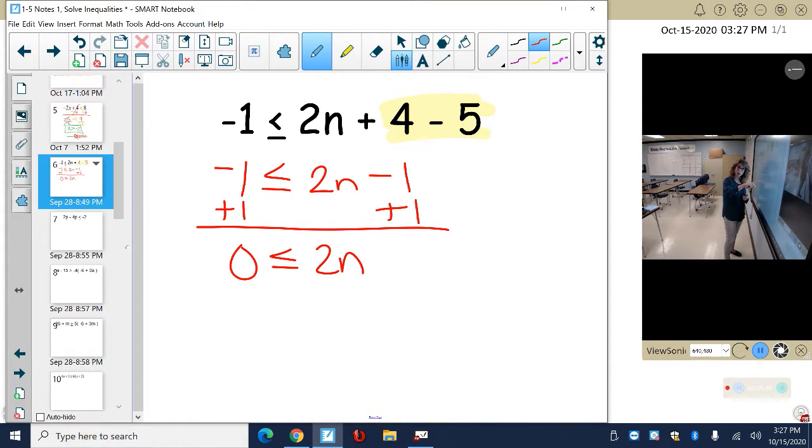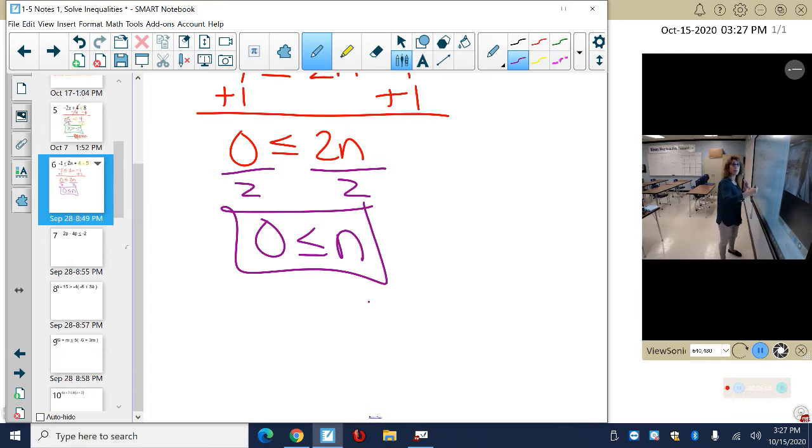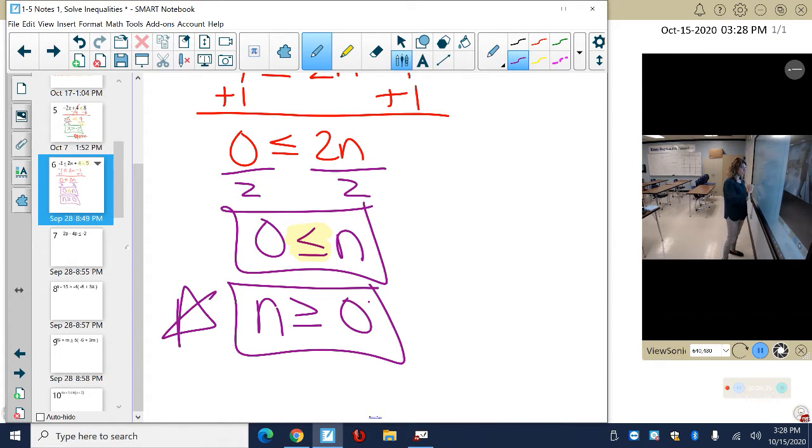So what's attached to the 2n? The 2. So I'm going to divide both sides by 2. 0 divided by any number in the world is just going to be itself, which is 0. Now, y'all don't like the way that's written because we're used to seeing the variable written on the left-hand side. So what do we have to do? We are going to pick it up and turn it around. So if we do that, I want you to look right here and say, okay, well, where is that arrow pointing? That arrow is pointing toward the 0. So when I flip it, this arrow needs to still point toward the 0. So I'm going to have greater than or equal to 0.